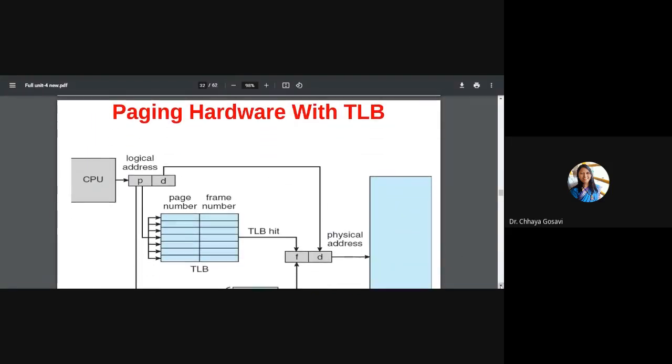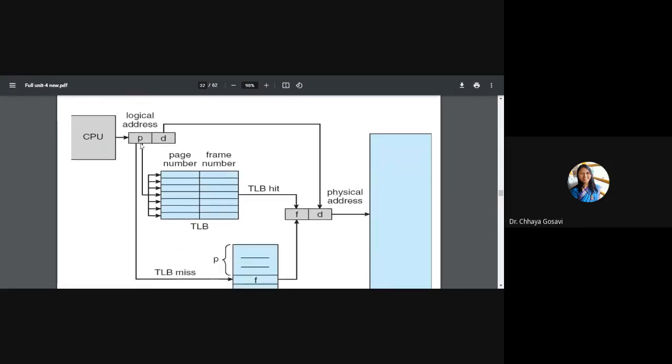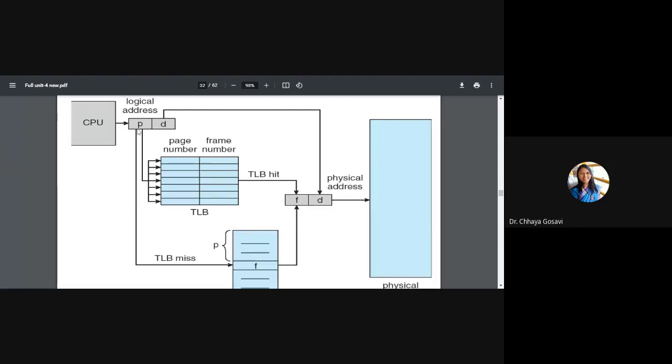Note that this is the paging hardware with translation look-aside buffer. The logical address is the same, page number and offset, but these two things happen in parallel. The page number is searched in the page table as well as in the translation look-aside buffer. If that page number is present, it is called a TLB hit, and you get the physical address directly. If the TLB is missed, then you follow the traditional steps: search the page table, get a frame, then add this frame number with the offset and get the physical address.